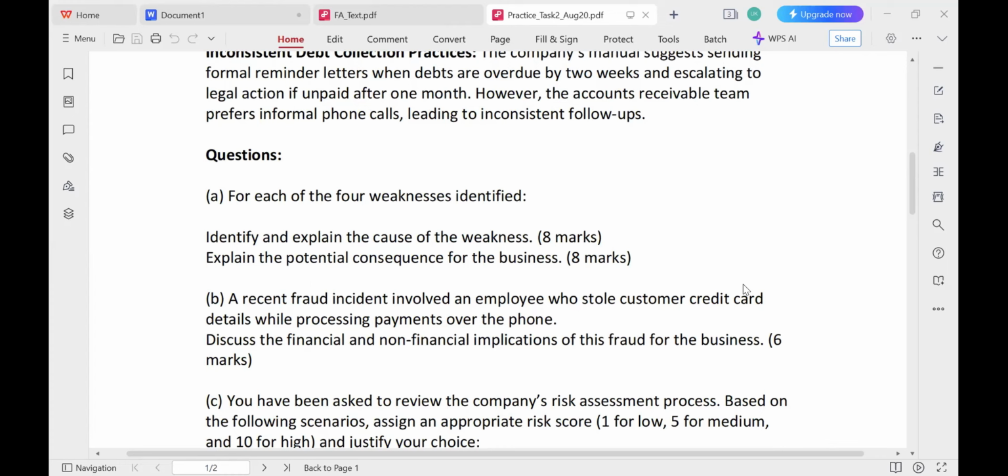So for each of the four weaknesses identified, identify and explain the cause of the weakness. That's for 8 marks. And it means for each weakness, you get 2 marks. And explain the potential consequence for the business. Again, you have another 8 marks for this. All right.